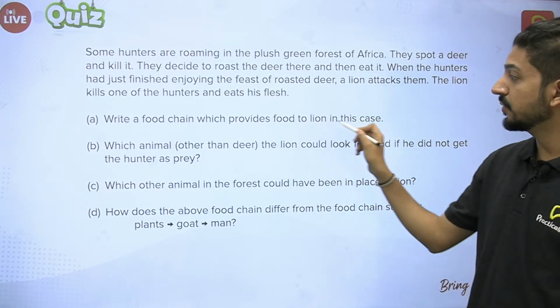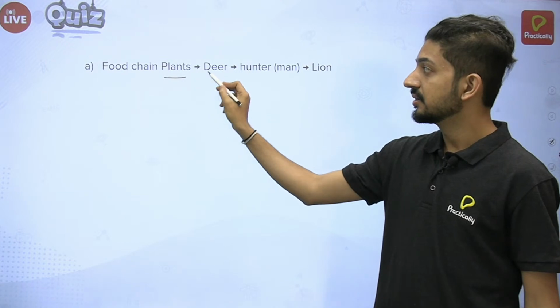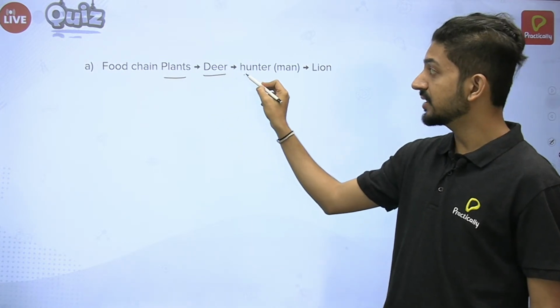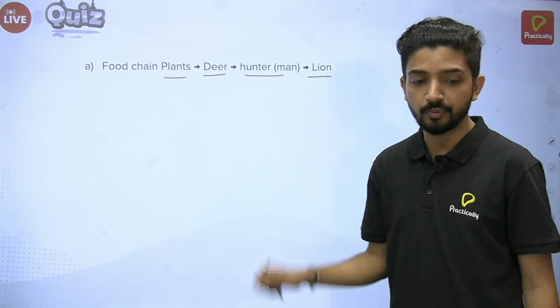So the A part of the question was: write the food chain which provides food to the lion in this case. So the food chain is plants eaten by deer, which is eaten by the hunter, that is man, and which is eaten by the lion. That is the simple food chain you will draw.